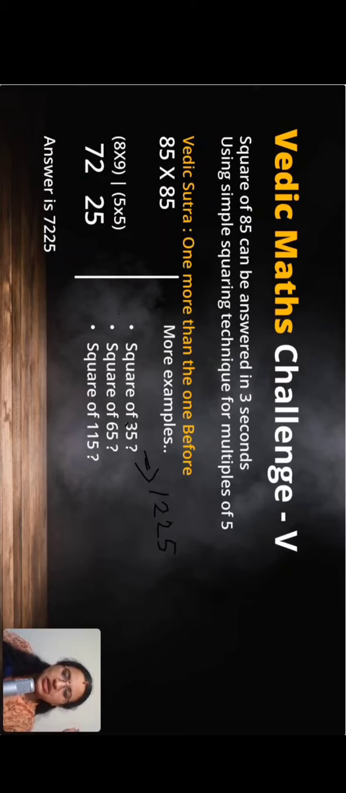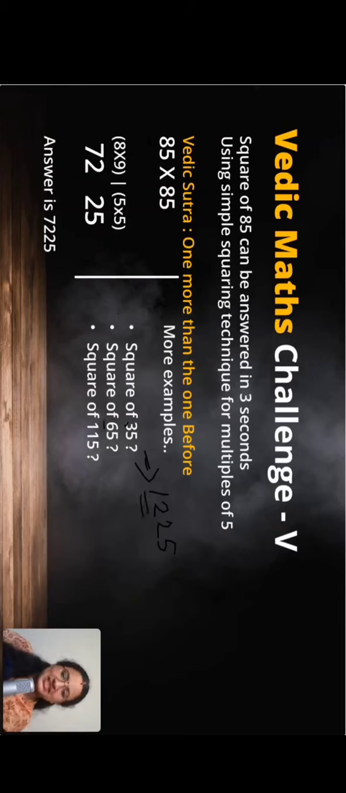This is based on a Vedic sutra called one more than the one before. So this is the one before 8. So we did one more. So 8 nines are 72. Here, this is the one before 3. So one more than that is 4. 3 fours are 12.